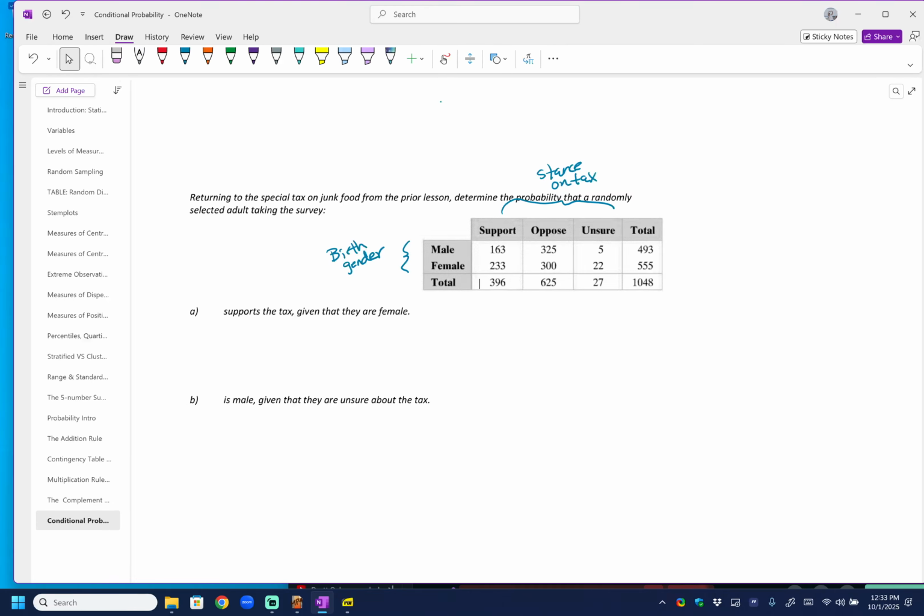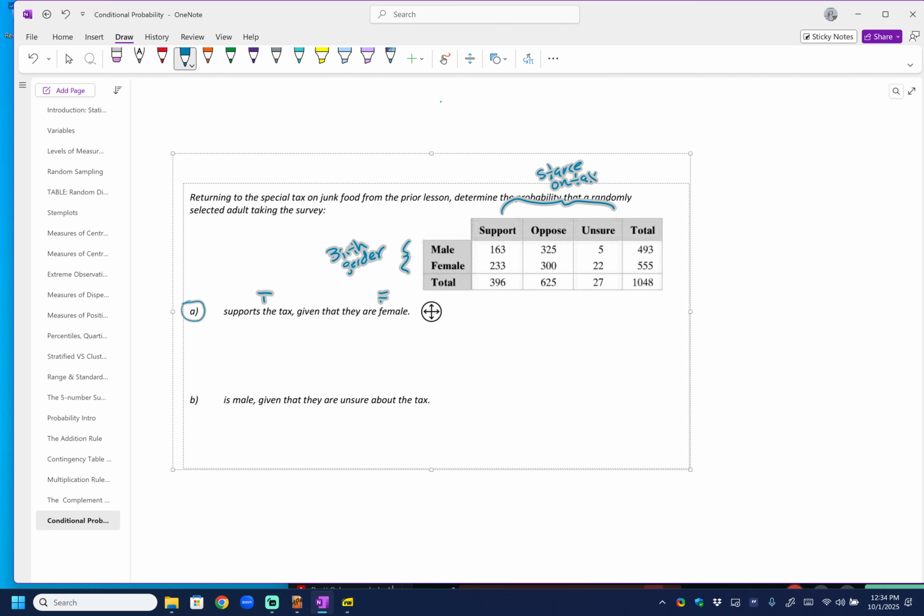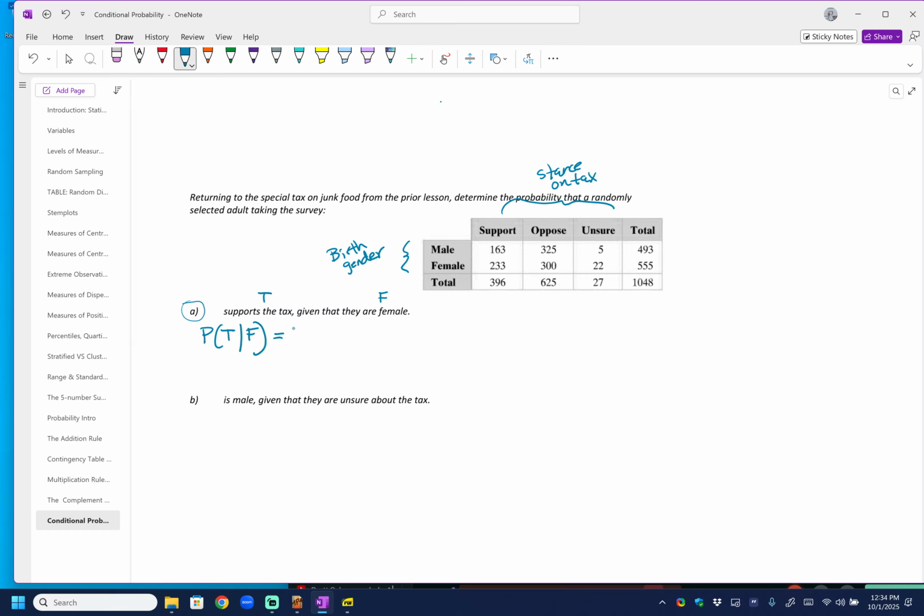Okay, so suppose we're trying to find the probability that a randomly selected adult supports the tax given that they are female. So let's use T for tax, and we'll use F for female. It's like a true-false statement here. So we're looking specifically for the probability that they support T, the tax, given that they are female, which is going to be equal to the number of female and supporting the tax jointly over the number of females.